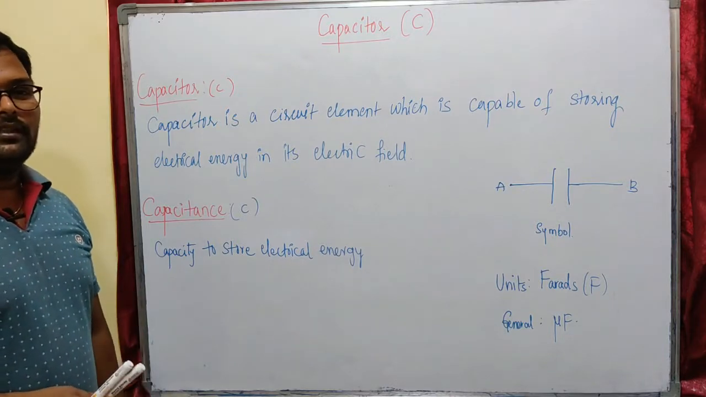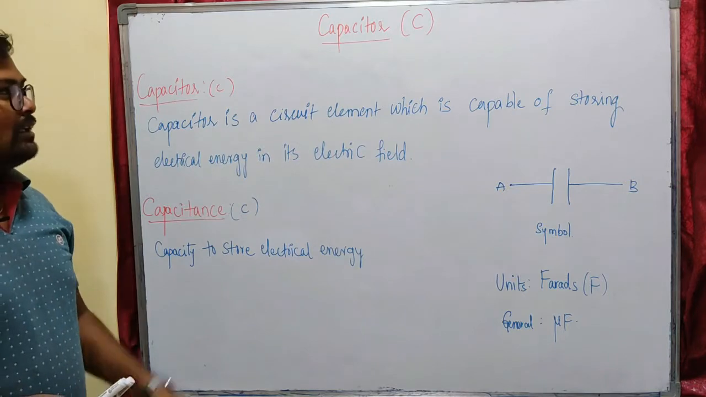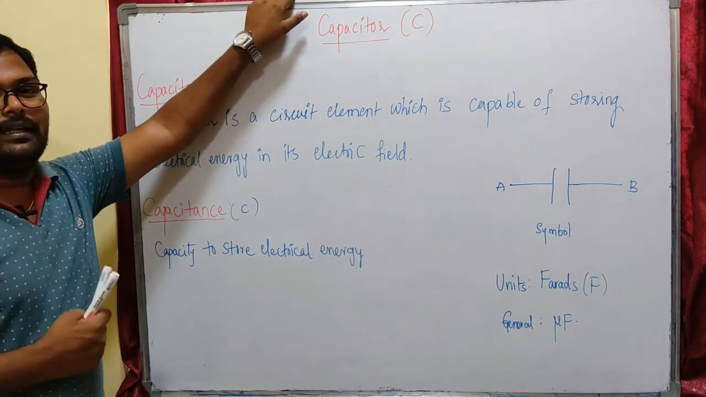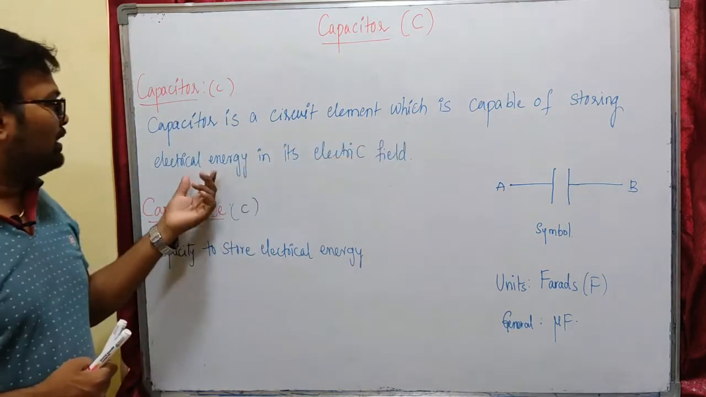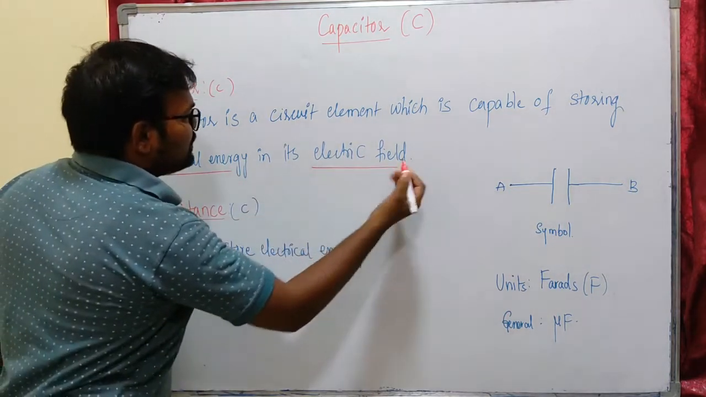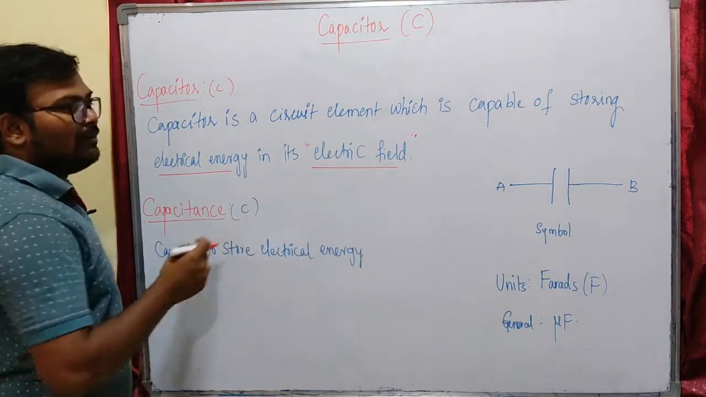Okay students, now let us discuss our third element in our electric circuit elements, that is the capacitor. We know that an inductor is a device that stores energy in the form of a magnetic field. Now a capacitor is a circuit element which is capable of storing electrical energy in an electric field, as I told you earlier. So this is what a capacitor is. A capacitor stores electrical energy in the form of an electric field.